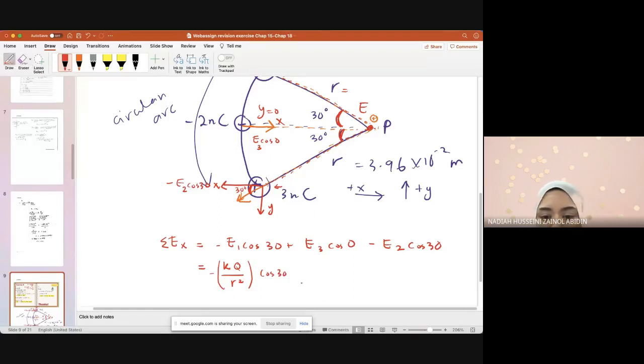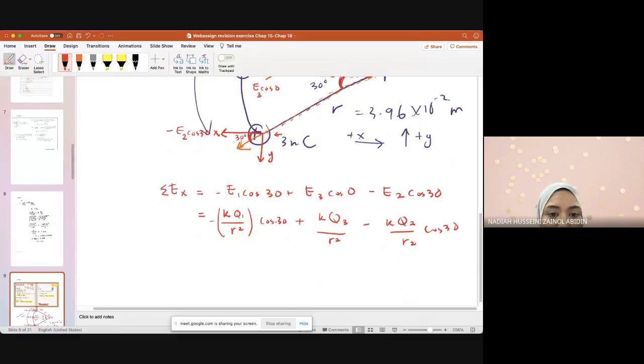Saya nak buat equation dulu. Plus KQ, this is number 1. This is KQ number 3. R squared cosine 0, let's just get rid of the cosine 0 terus. And then E2 is KQ2 over R squared cosine 30.